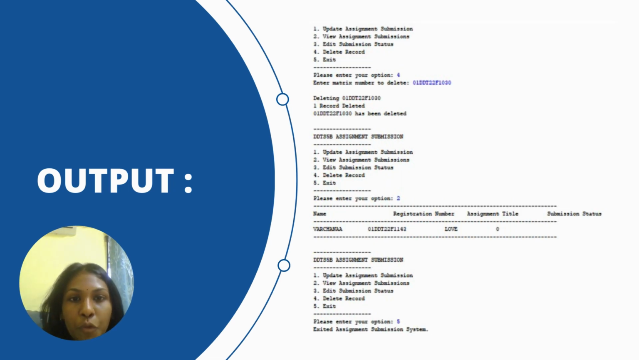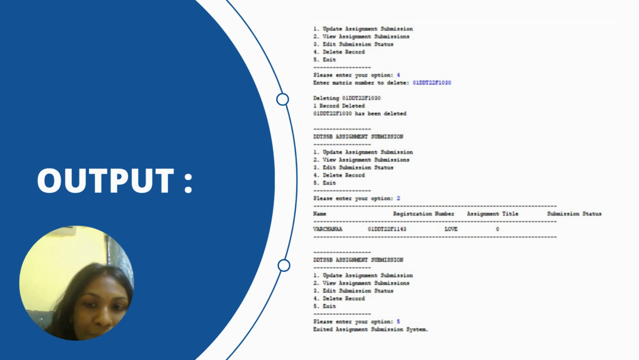The next is if you want to delete it, you can put number 4 to delete the record. It will ask to enter metric card number to delete. In this case, I want to delete the metric card number of the name Varsha, which is 01DDT22F1030. It will show one record deleted, and then it will show the metric card you deleted just now has been successfully deleted.